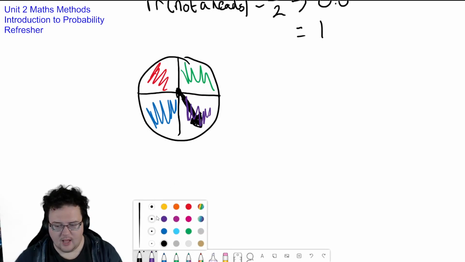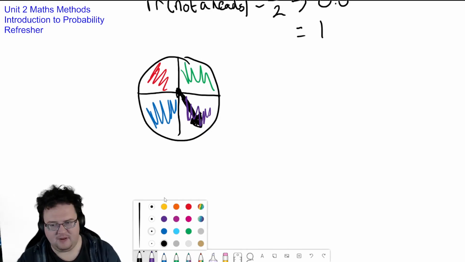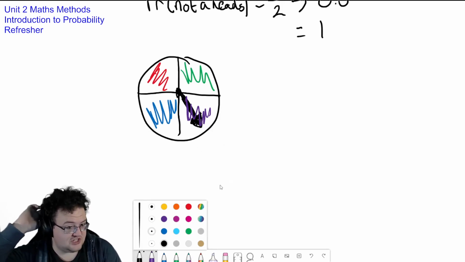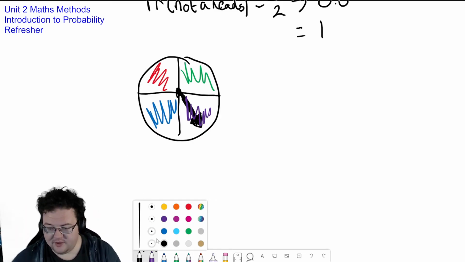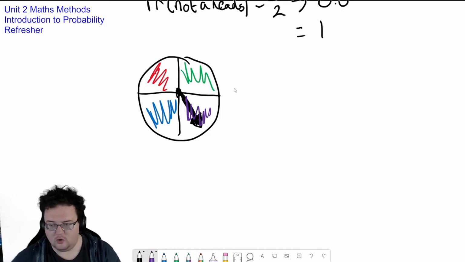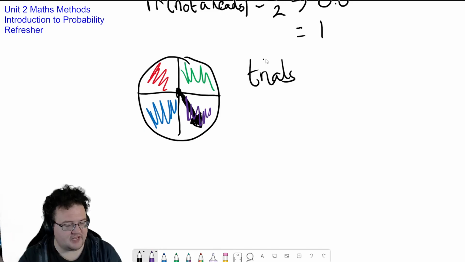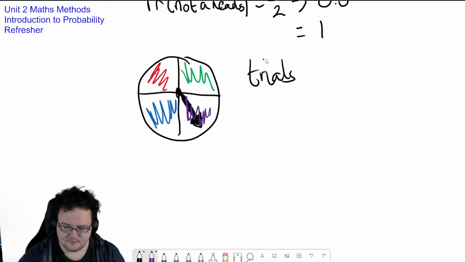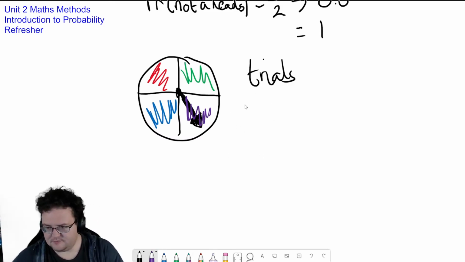Well, I wouldn't necessarily know exactly what the probability is of landing on a particular color, because it could always depend on how much force I use to flick the spinner. It could depend on just how precise my color allocations are. It could depend on where it starts. But what we can do is do what are called trials, where I could simply flick the spinner a number of times and I could get a whole bunch of results.